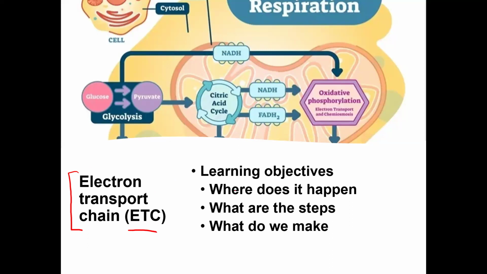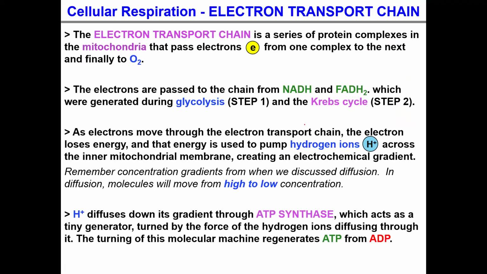Now, what we're going to be learning is where does this happen? What are the specific steps when it comes to the electron transport chain? And then what do we make, or what is our end goal? What are we trying to produce from this portion?